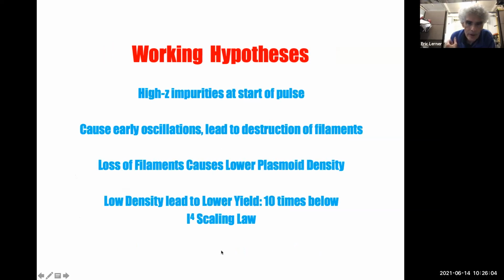So the working hypothesis that we originally had back in 2013, 2014, is that high Z impurities at the start of the pulse cause early oscillations in the current, leading to the destruction of the filaments. The loss of the filaments causes lower plasmoid density, less twist in the plasmoid, leading to lower yield, about 10 times below that scaling law.